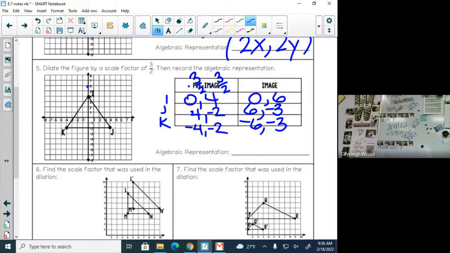All right, so 0, 6, I prime. 6, negative 3, J prime. Negative 6, negative 3, K prime.